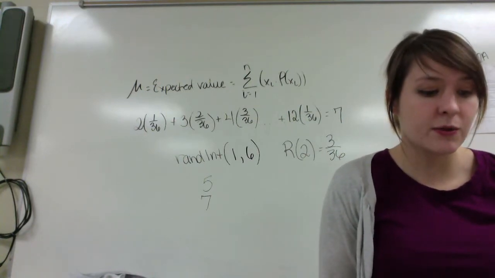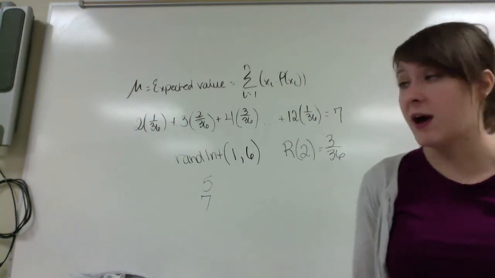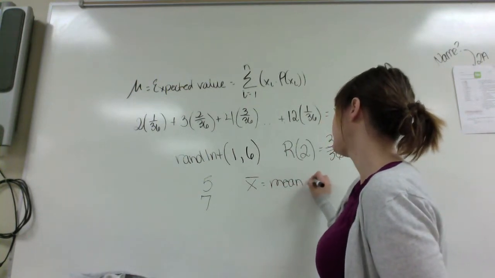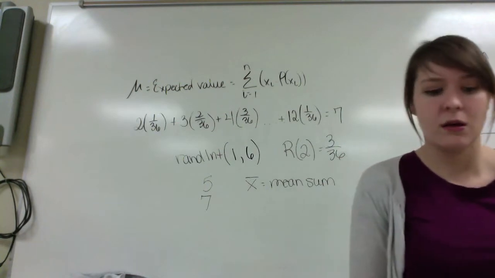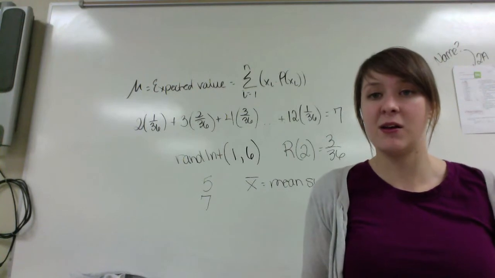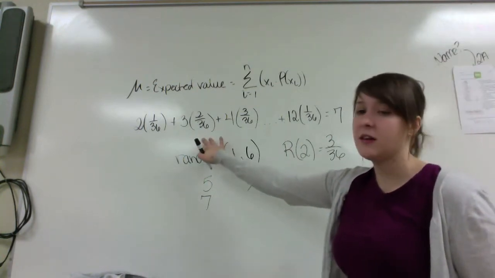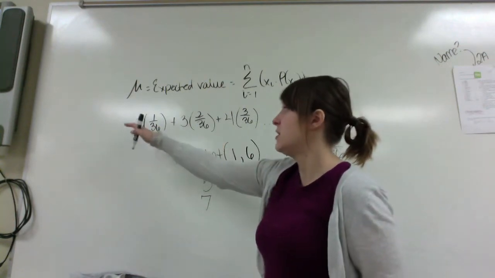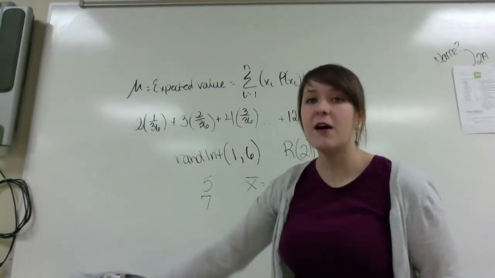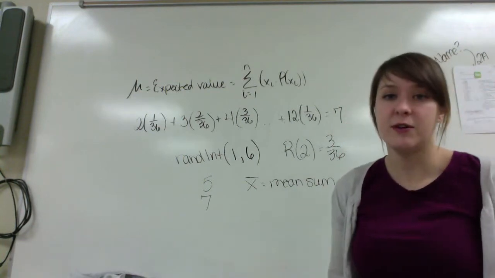Alright, now we're going to find the mean sum of your relative frequency distribution, which is denoted by x bar. So x bar is your mean sum. Essentially, I just want you to calculate the expected value of your relative frequency. Remember earlier when we calculated expected value, it was 2 times 1 out of 36. This was my random variable, and this was the probability of that random variable. That's basically what you're doing here, except with relative frequency.